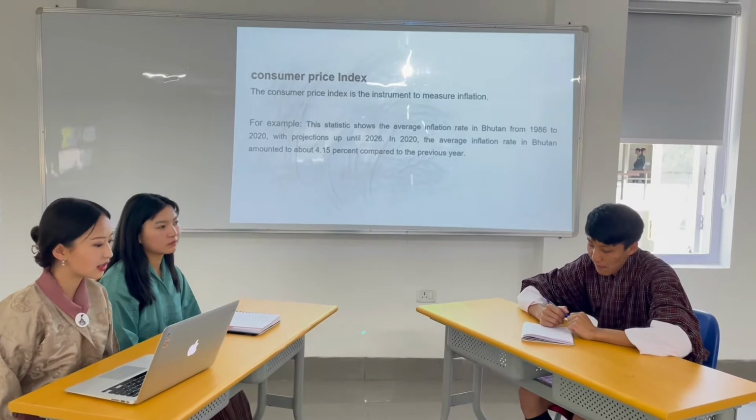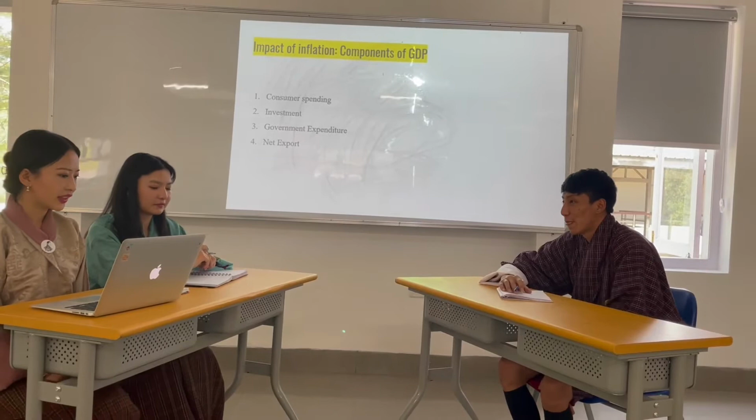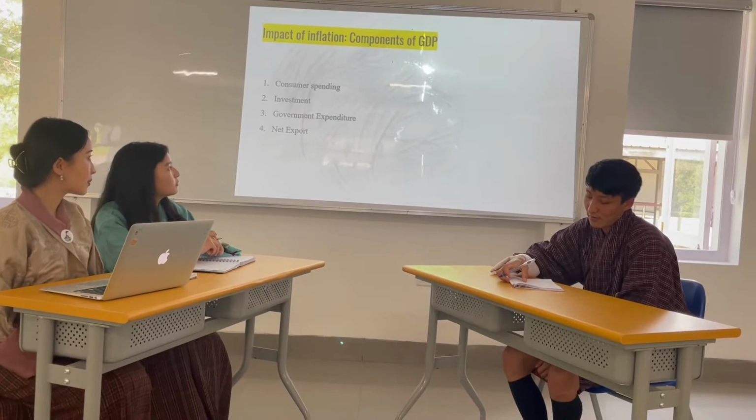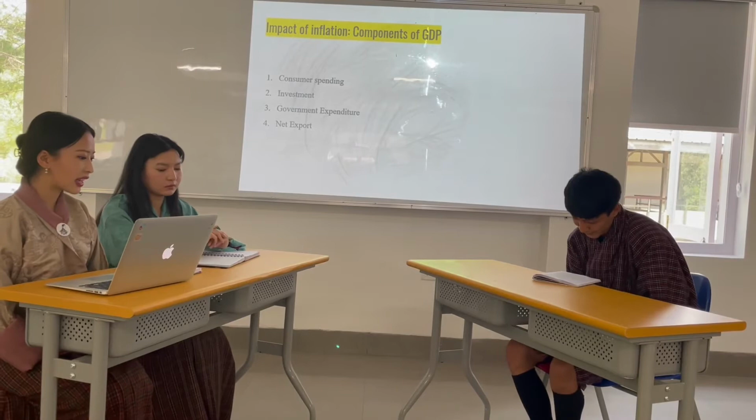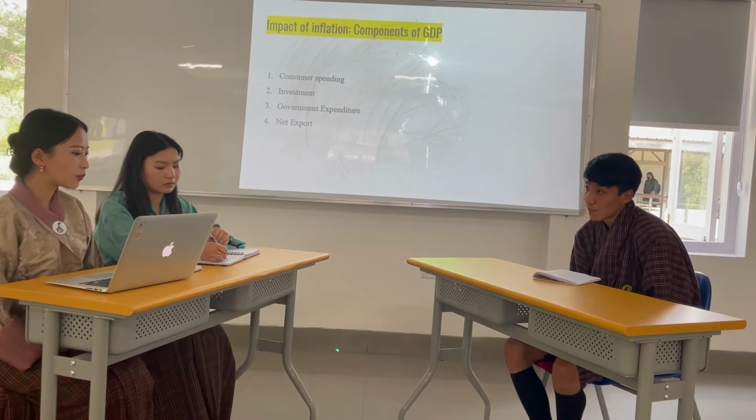Could you explain more on the components of GDP? There are four components of GDP in terms of the expenditure method. The first one is consumer spending. As inflation increases, the purchasing power of money decreases. Therefore, consumers' spending will also decrease. Investment: as inflation increases, as I've said earlier, the price of resources will also increase. Therefore, businesses will be less prone to invest in future.